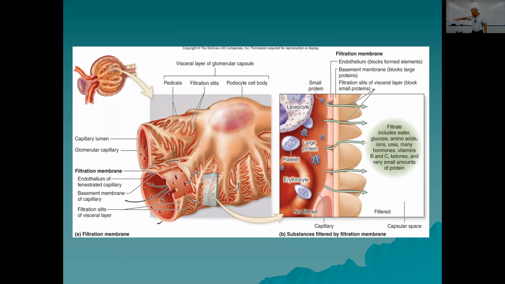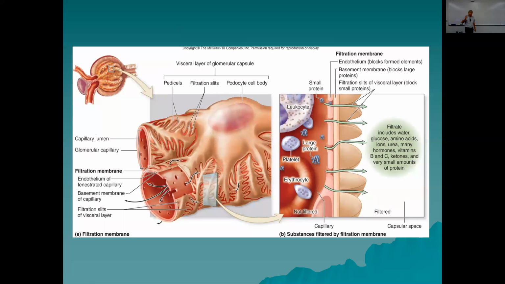For some reason, they show them in the diagram. They can actually make these slits wider or make the slits smaller to increase or decrease the amount of fluid being filtered. All right. And the amount of fluid being filtered is glomerular filtration rate. How many milliliters per minute are being filtered? Okay.